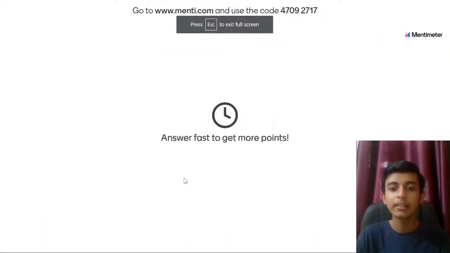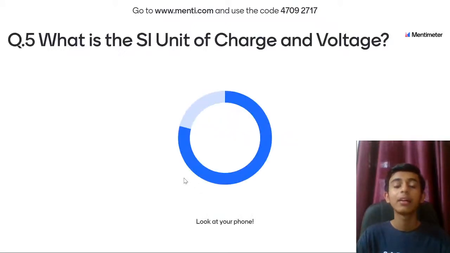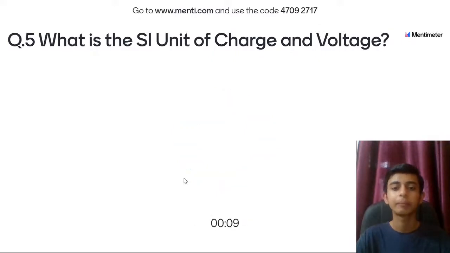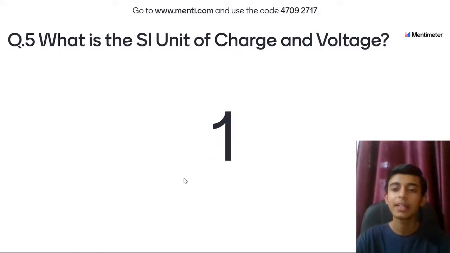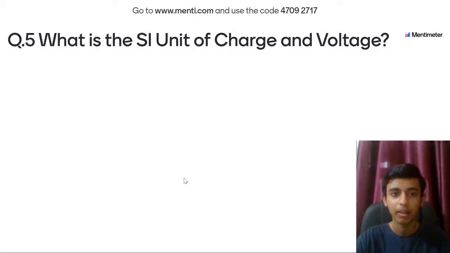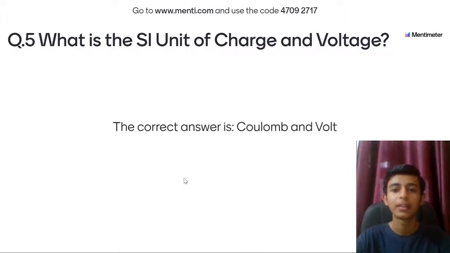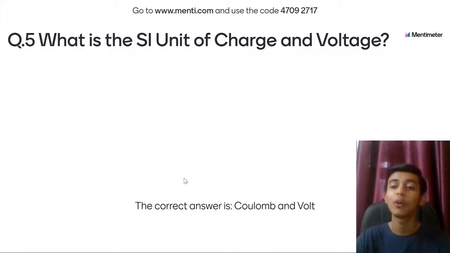Okay, last question for you, and the twist is we don't have options. What is the SI unit of charge and voltage? Quickly write down, you only have 10 seconds. SI unit of charge and voltage. Time's up. So the correct answer is coulomb and volt.